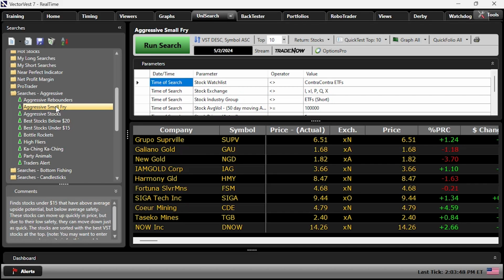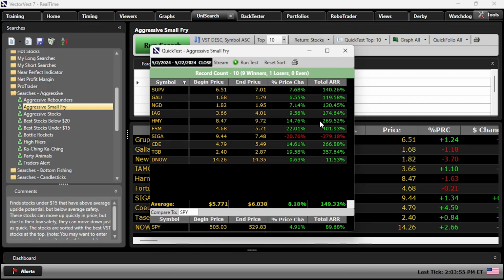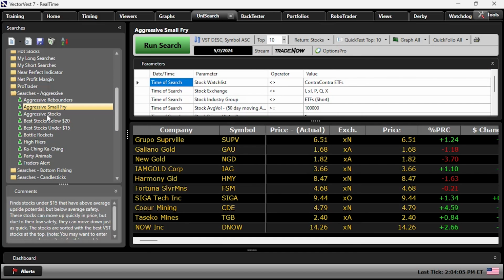Aggressive small fry. Do the same thing. Let's quick test the top 10. Up into 5/22, 8.18%. Good, googly muggly. And 1 stock went down double digits, but 4 stocks went up double digits. This, again, is what the aggressive trader is all about.